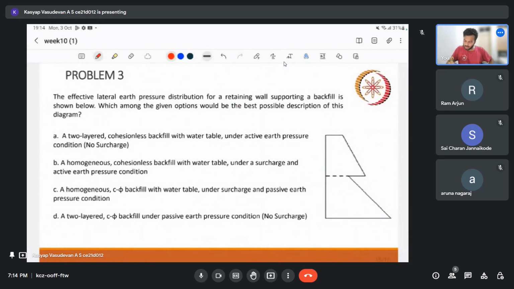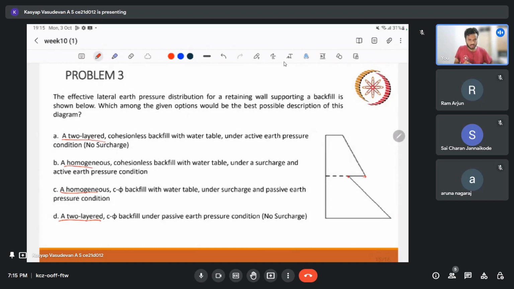Here we have a pressure distribution diagram. In this diagram, we are supposed to deduce what soil condition or loading condition is available. The effective lateral earth pressure distribution for the retaining wall support and backfill is given below. Which among the following options is best possible? Two of the options are shown as layered and two are homogeneous. It is quite clear that it is not homogeneous because we have a shift at this point.